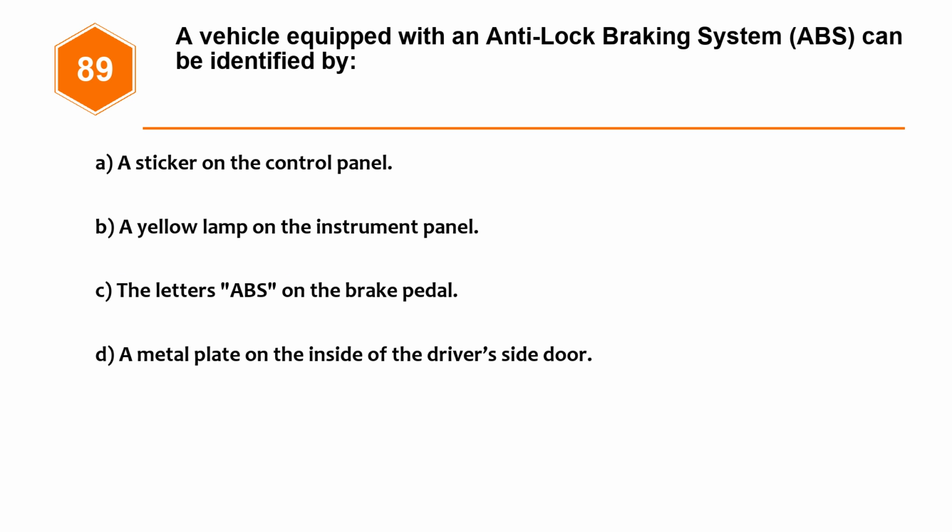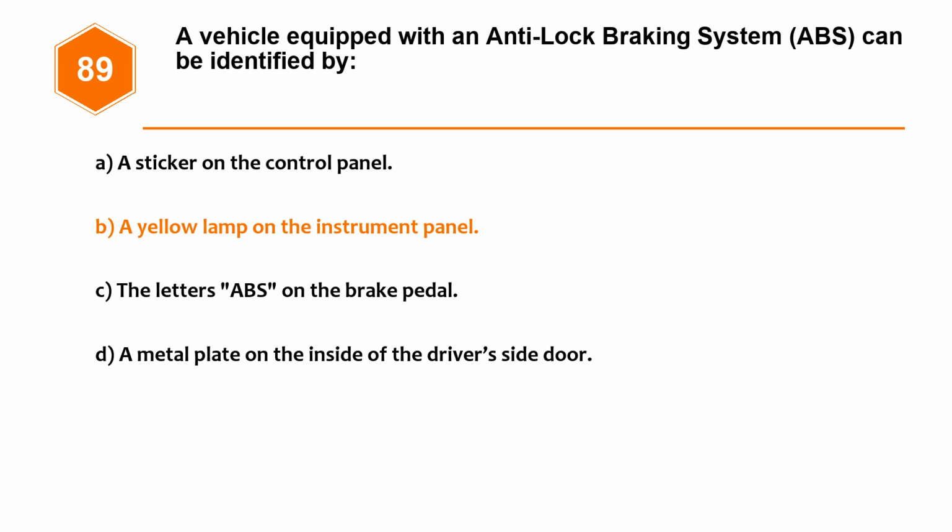Question 89. A vehicle equipped with an anti-lock braking system, ABS, can be identified by: Option A, a sticker on the control panel. Option B, a yellow lamp on the instrument panel. Option C, the letters ABS on the brake pedal. Option D, a metal plate on the inside of the driver's side door.